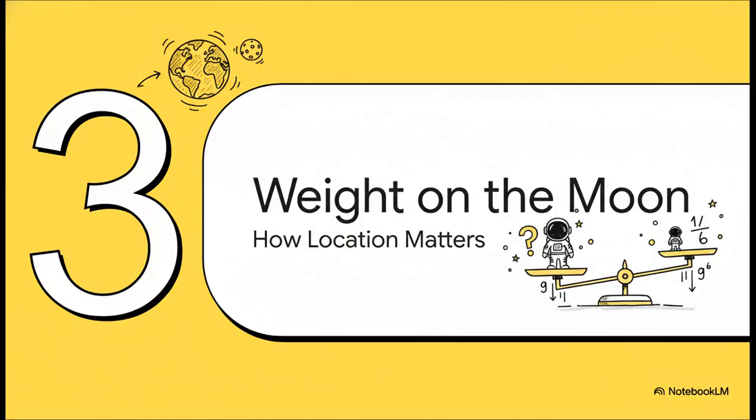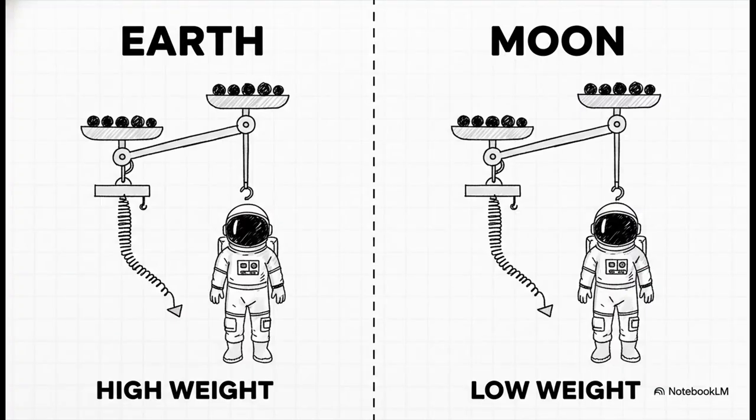Now that we know that weight depends on gravity, on the value of g, what do you think happens when we go to a place with different gravity? For example, what if we go to the moon? Let's see. This is where it gets really interesting. The amount of matter in you, your mass, does not change. So your mass on the moon is exactly the same as your mass on Earth.